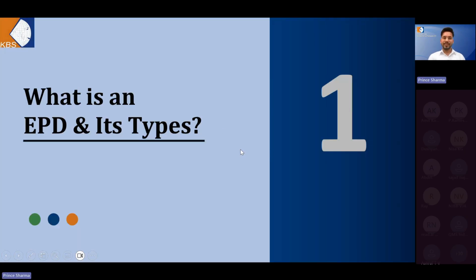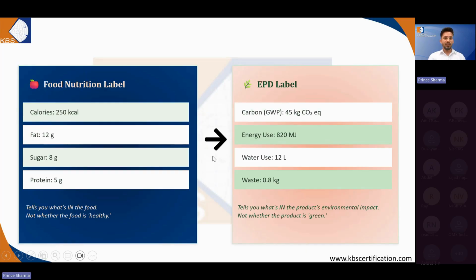So what is an EPD and its types? Have you ever seen packaged food items, particularly the nutritional label? There you will find the calorie value of that food, then the fat, sugar, protein, and other nutrition values of the food that you are consuming. Does that tell you whether this food is healthy or not?